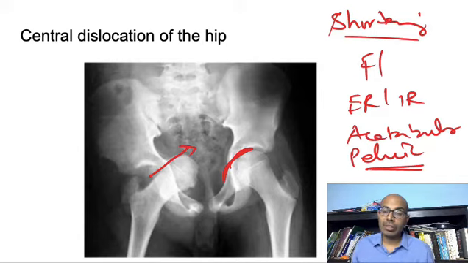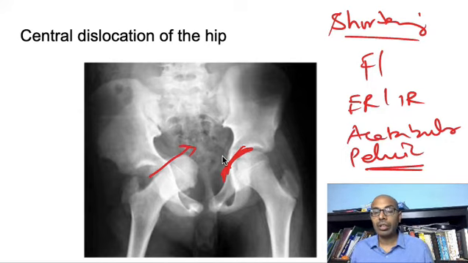So this is a very difficult condition to treat because you not only have to reduce the fracture, you also have to fix the acetabulum and make sure the fracture is fixed appropriately, and the prognosis is not as great as anterior and posterior dislocation of the hip. So with that we end the MCQ on a dashboard injury.